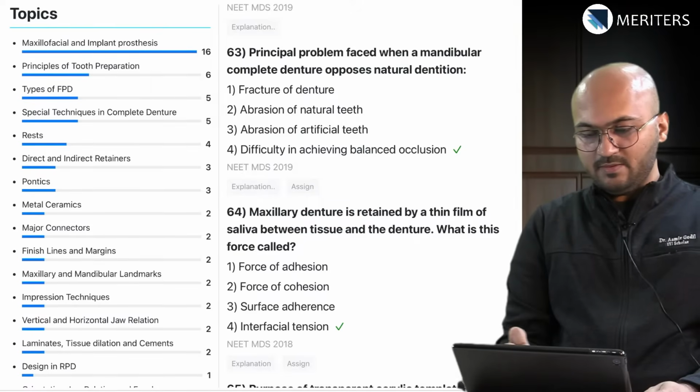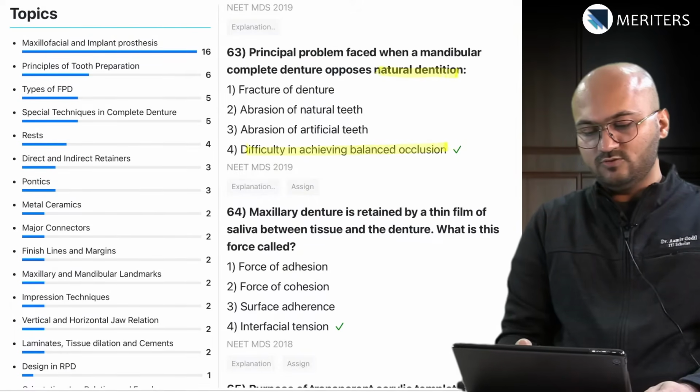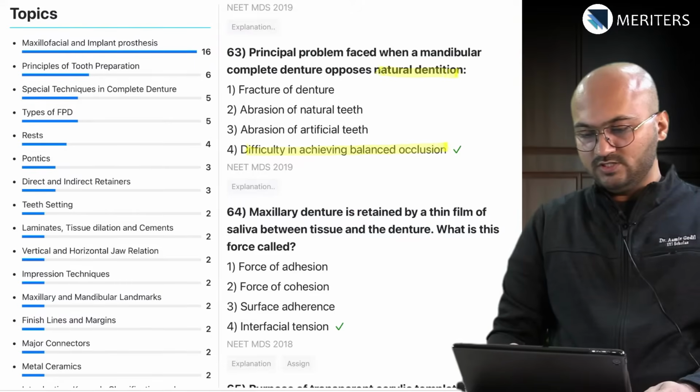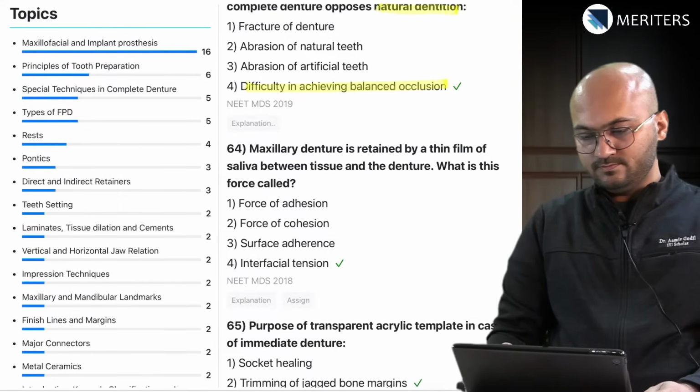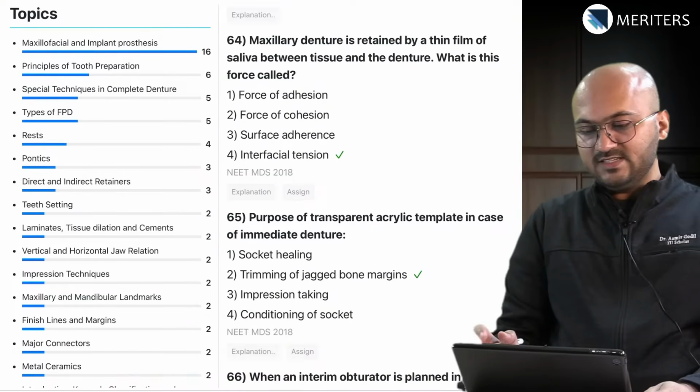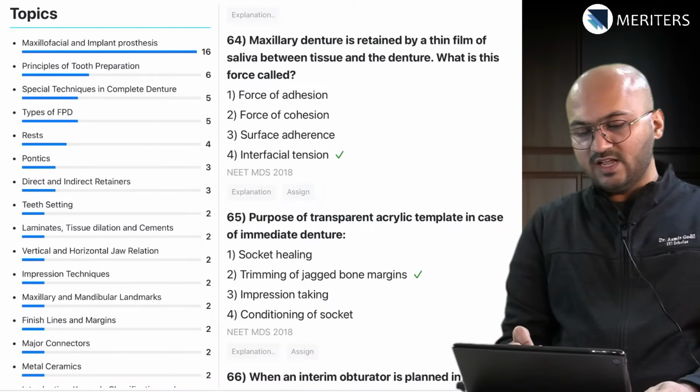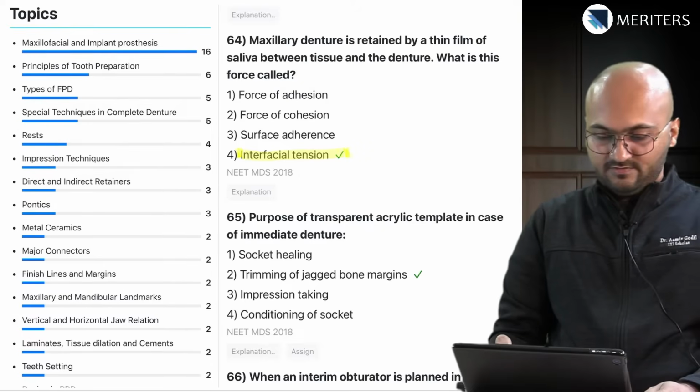Principal problem faced when a mandibular complete denture opposes natural dentition, difficulty in achieving balanced occlusion. Also read about combination syndrome. Maxillary denture is retained by thin film of saliva between tissue and the denture. This is called interfacial tension from impressions.